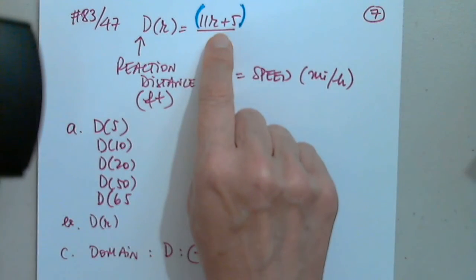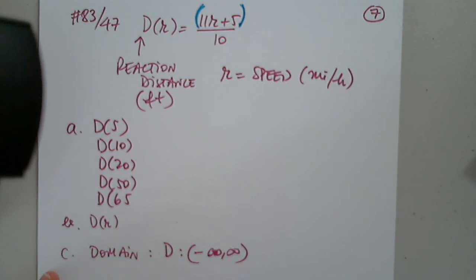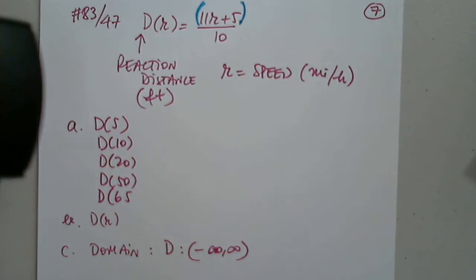So parentheses, remember, parentheses for in the calculator. So the left parenthesis, and then I have R, which is not in the problem, in the calculator I meant to say, so it's 11x right here, and then plus 5. Close the parenthesis, don't forget, and divide by 10.